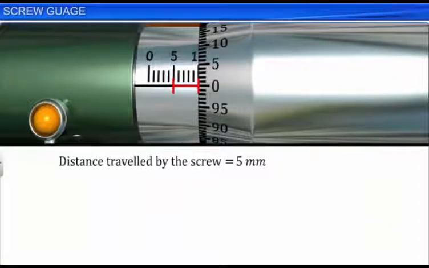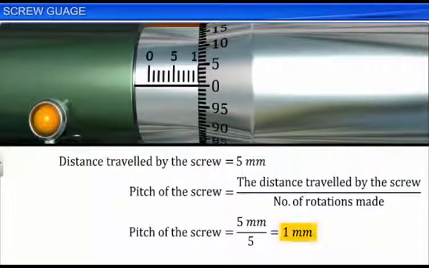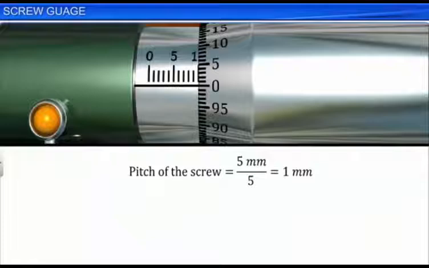Then the pitch of the screw is equal to the distance traveled by the screw on the pitch scale divided by the number of rotations made by the head scale. Therefore, the pitch of the screw is equal to 5 mm by 5, which is equal to 1 mm. Using the pitch of the screw, let us calculate the least count of the screw gauge.